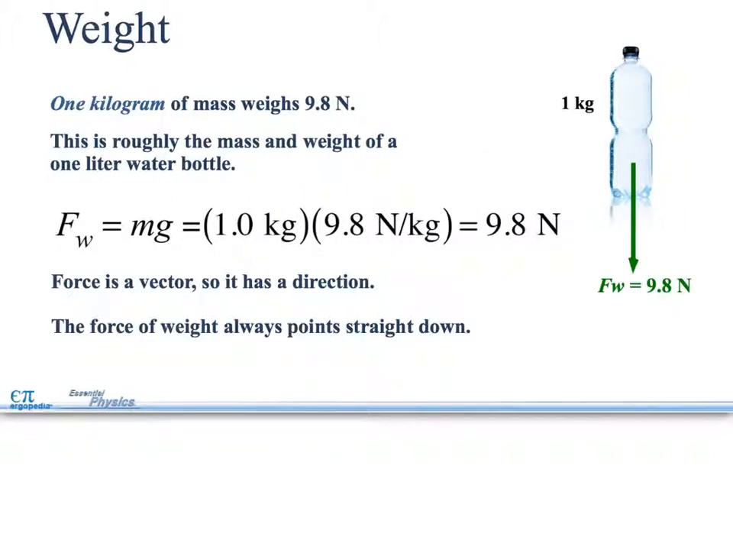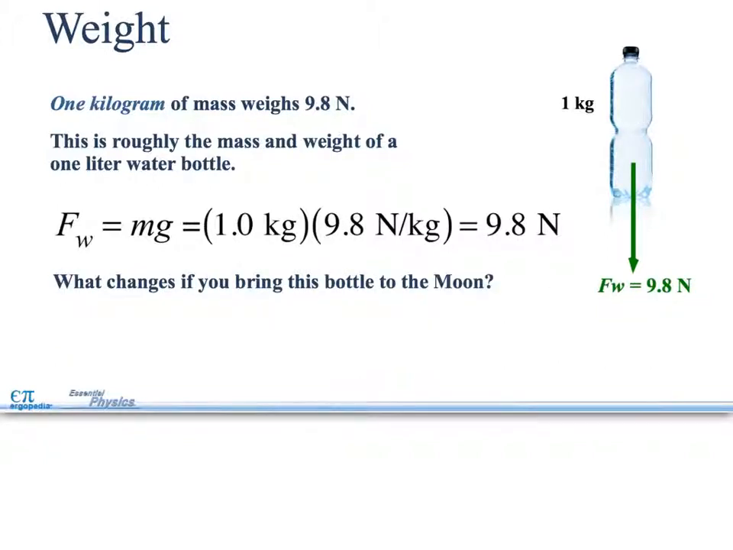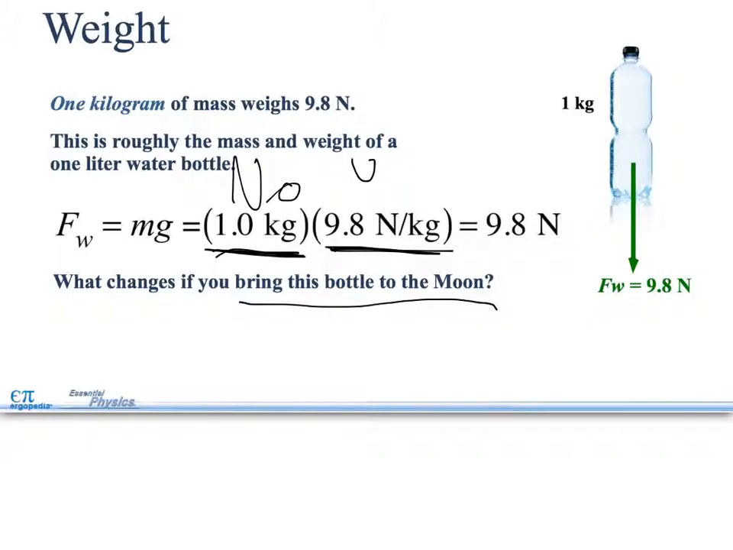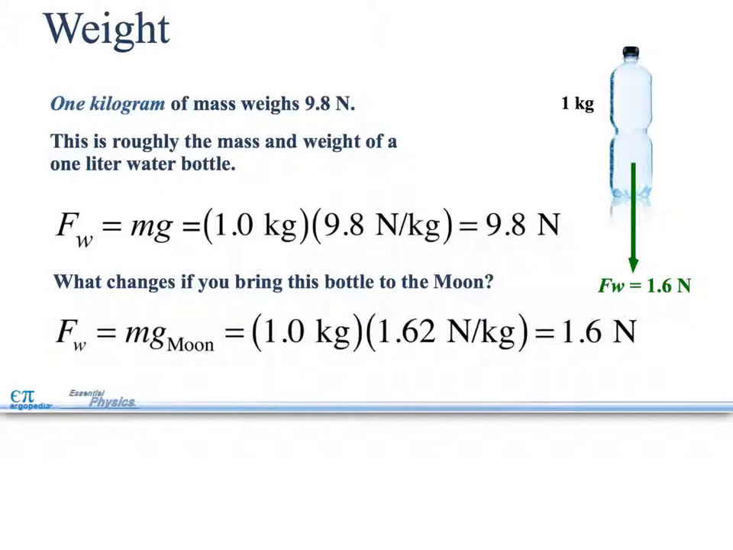So force is a vector, so it has direction. The force of weight always points straight down. Ta-da! Pointing straight down. What changes if you bring the bottle to the moon? Would this change? Would that change? No. Would this change? Yes. The acceleration would change on the moon. So in our calculation for the moon, the mass would stay the same, and now we have 1/6 the gravity pulling down.